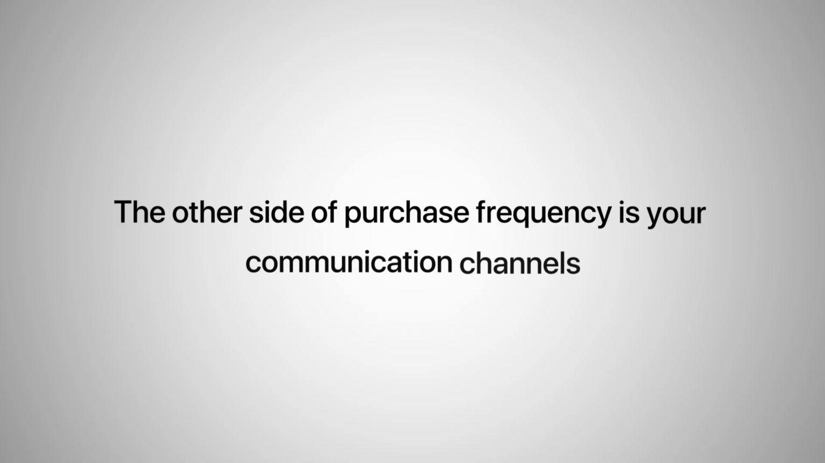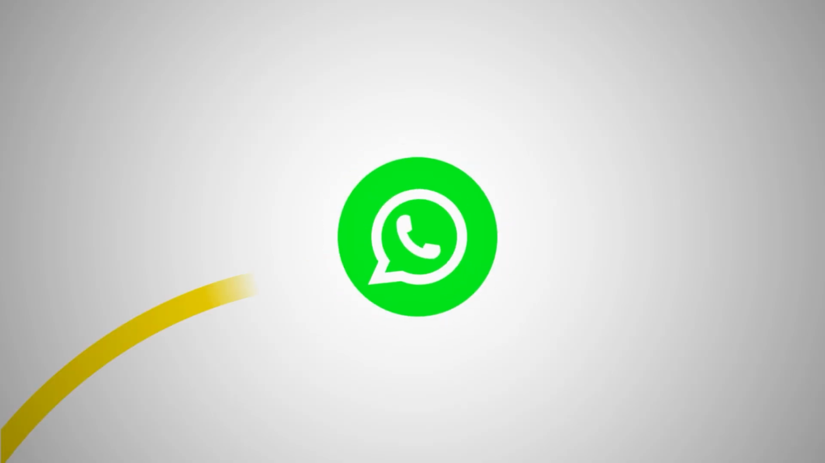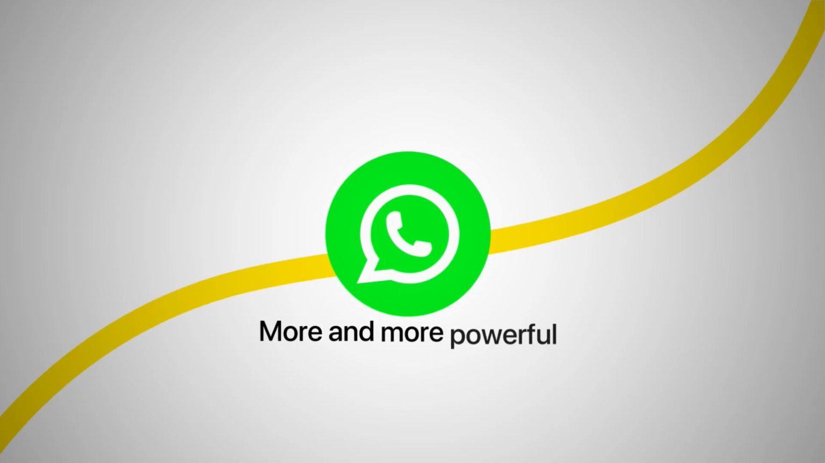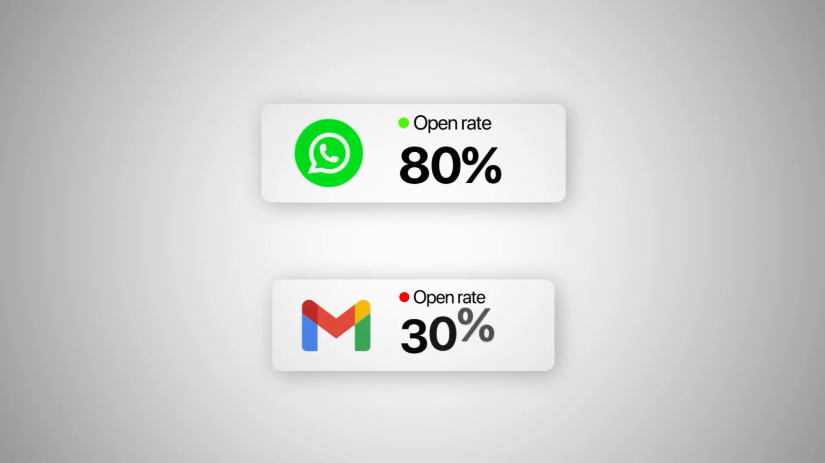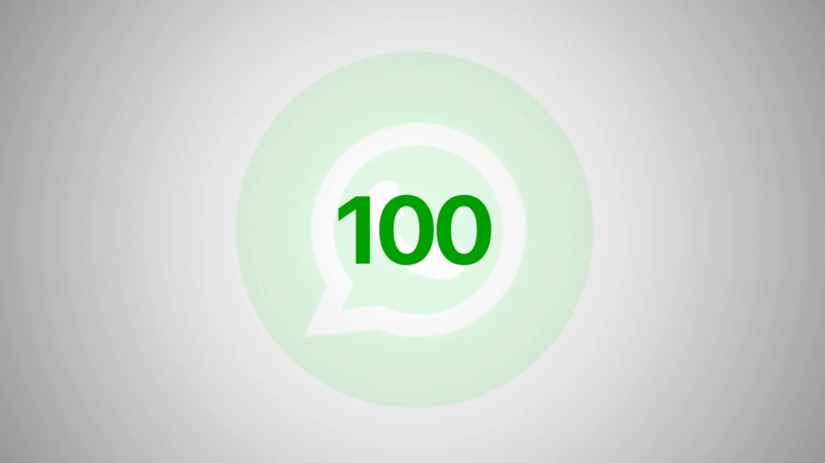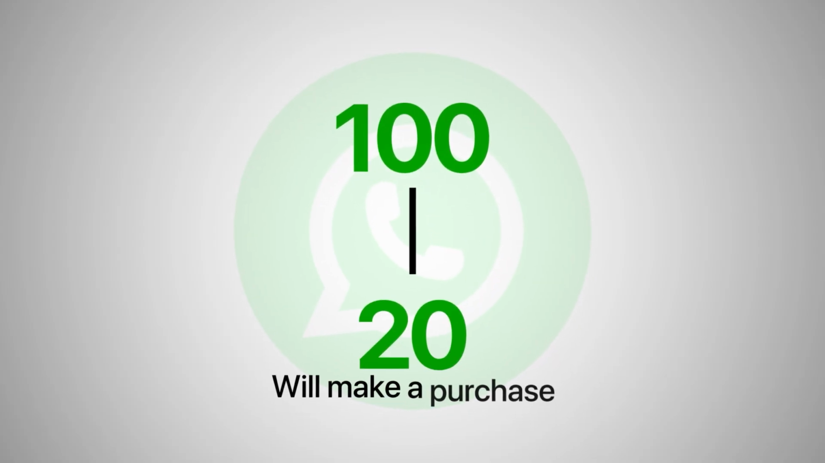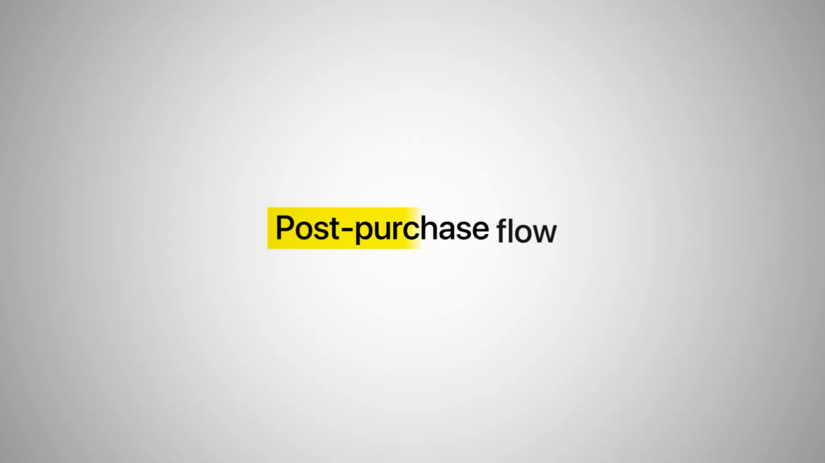The other side of purchase frequency is your communication channels. Email open rates are dropping. CPMs are rising. This is why WhatsApp is becoming more and more powerful for Shopify brands, because WhatsApp gets an 80% open rate versus around 30% for email. Based on running WhatsApp marketing for over 600 Shopify brands, out of 100 people chatting with your brand on WhatsApp, 15 to 20 will make a purchase. That's a massive difference in conversion rate, because one of the highest value automations that you can set up is the post-purchase flow, and that guaranteed open is going to be a major driver.